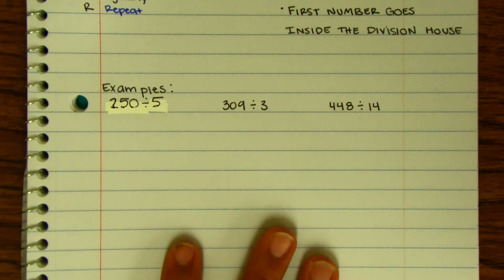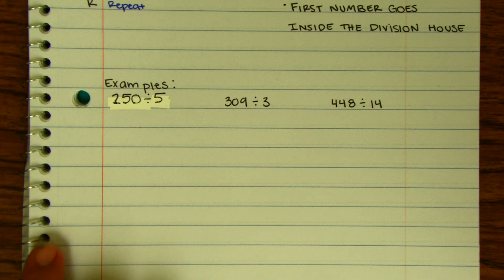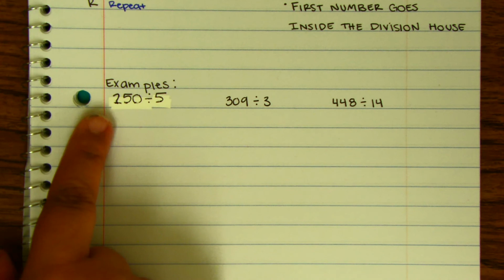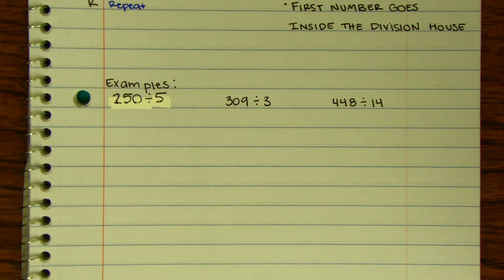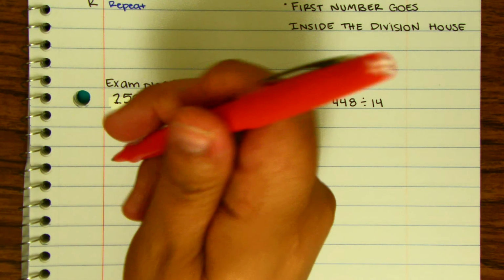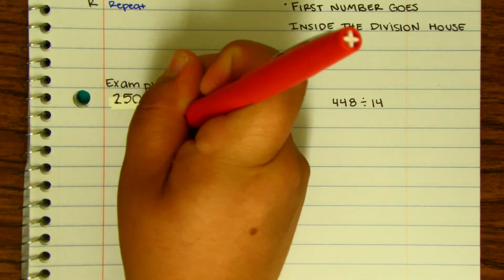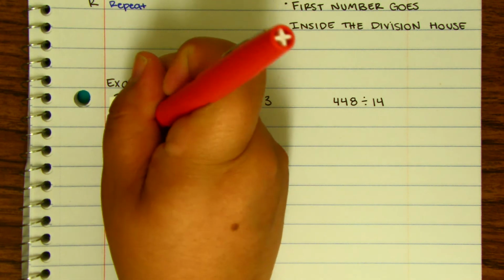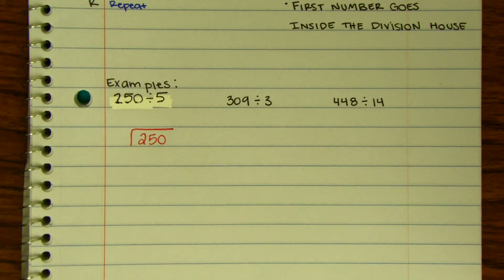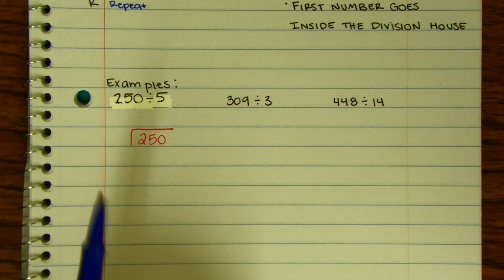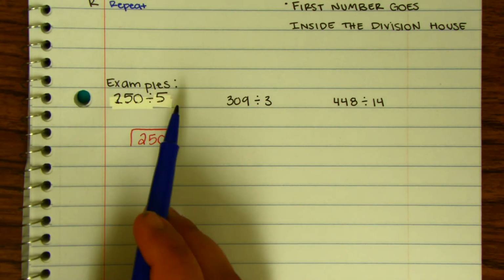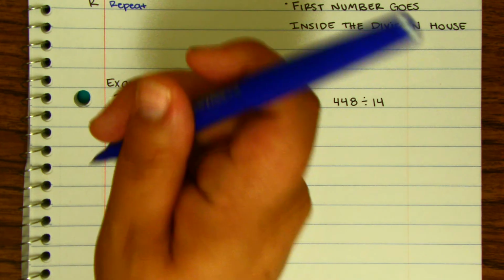So I'm going to move this up. Our first example is going to be 250 divided by 5. So I am going to first lay out my dividend and divisor and place them in the correct places. My note to myself was that the first number goes inside the division house, so that means that is the dividend. So I'm going to write 250, and I'm going to draw the house around it. Then my next step is to write the divisor. So the divisor is the second number, and that number for this problem is going to be the number 5.